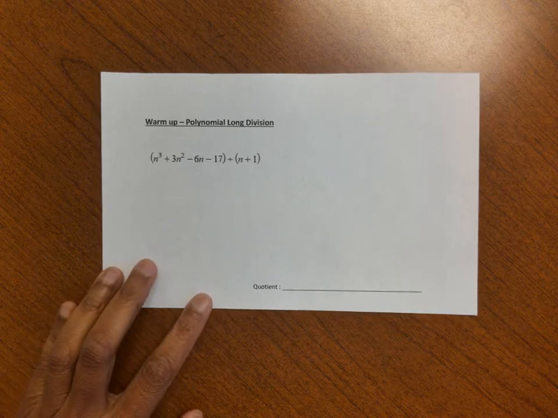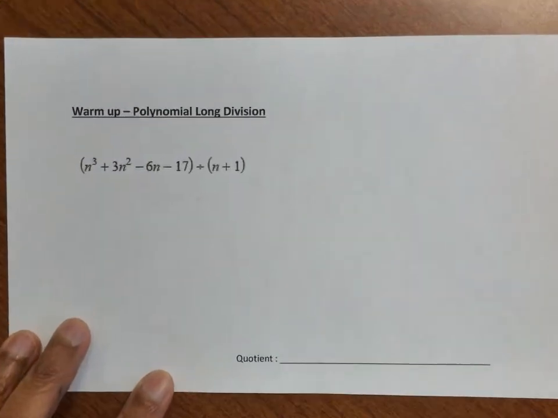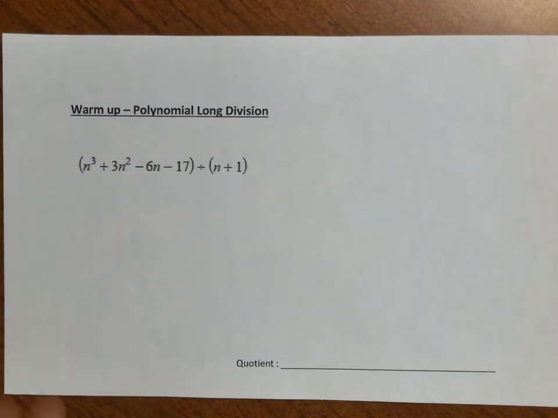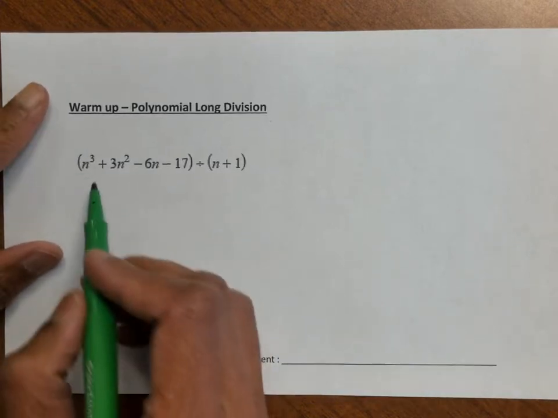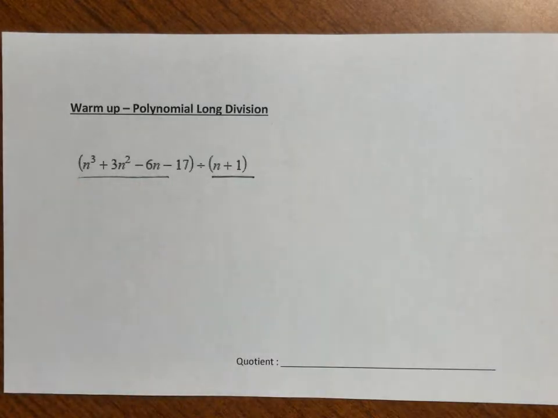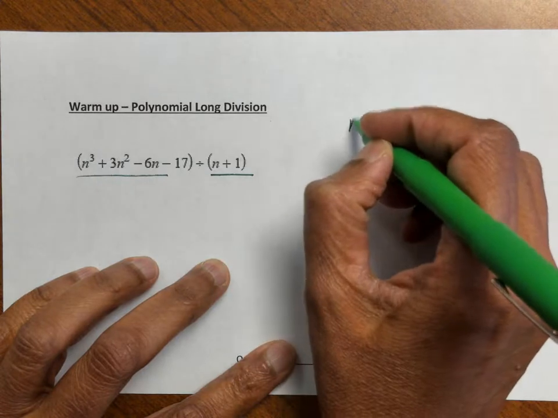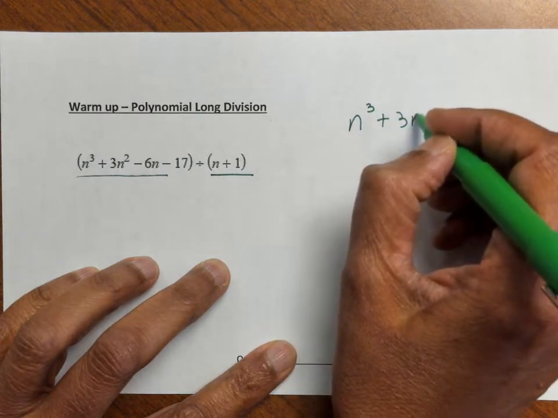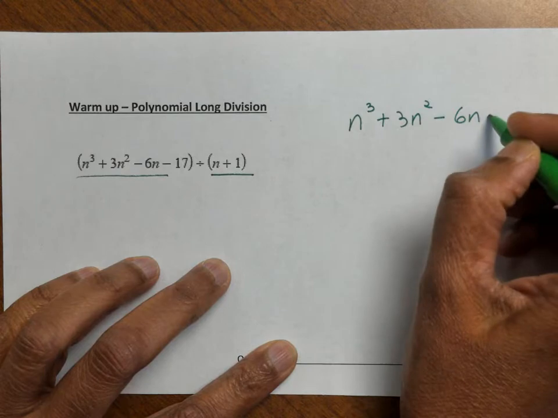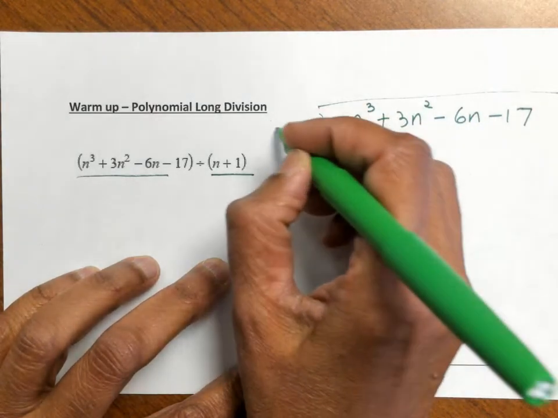Alright, so we're doing the warm-up long division. Let me zoom in so we can see this. Okay, so here we are. So basically we are dividing this polynomial by n plus 1, and the method we learned was long division. So what we'll do is we'll go ahead and write this out. So this polynomial n cubed plus 3n square minus 6n minus 17 is to be divided by n plus 1.